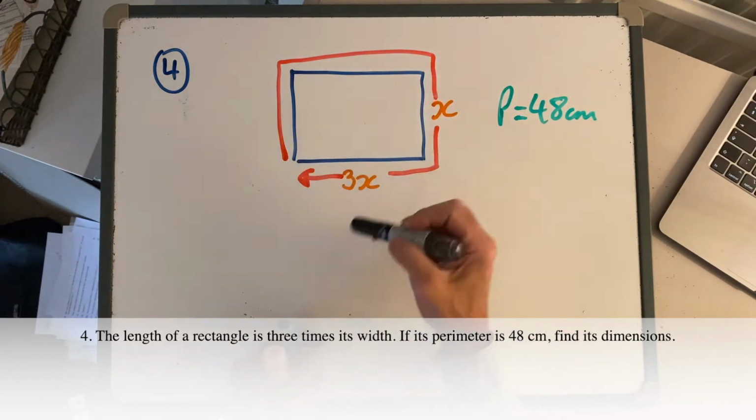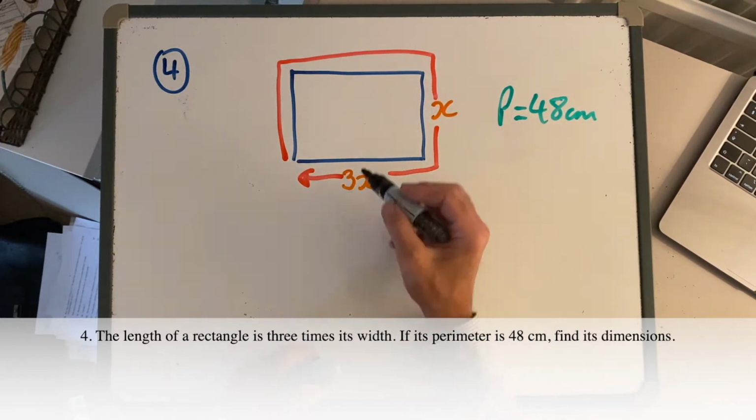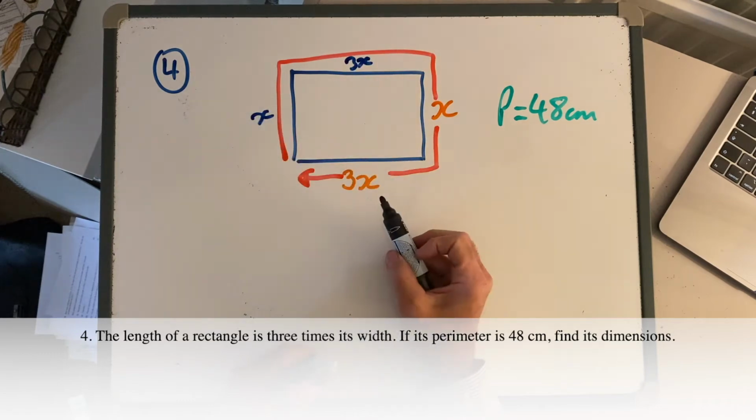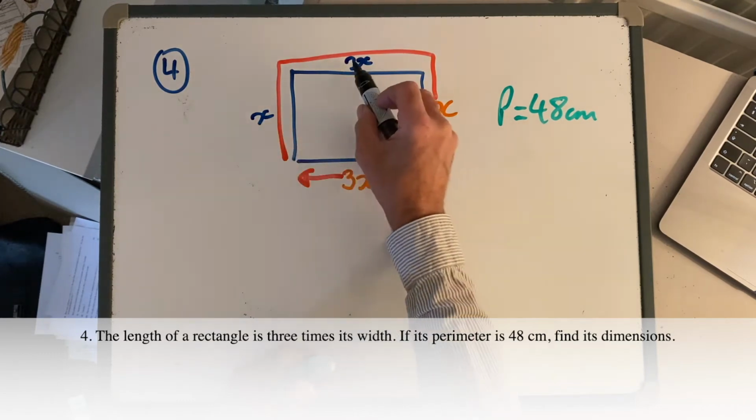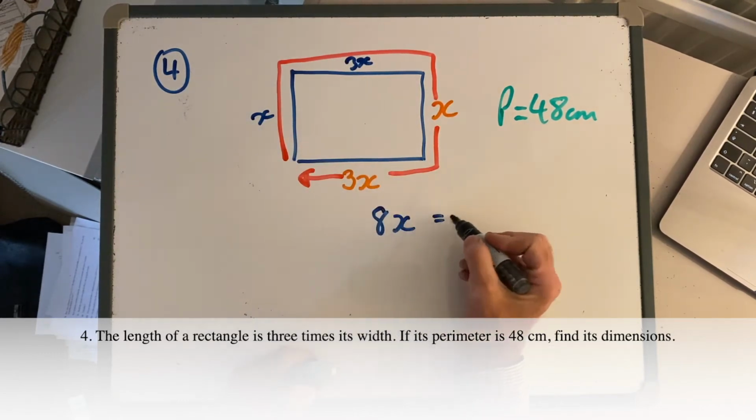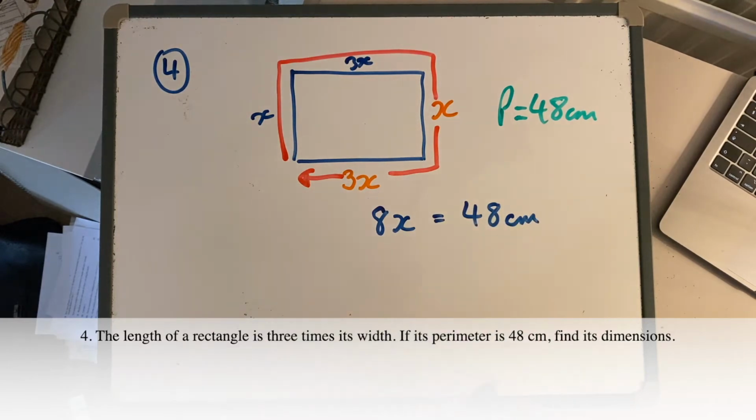First of all, let's work out what that's going to be in terms of x. I've got 3x here, I'll have a 3x above there, x and x. Now count up all the x's. I've got 3, 4, 5, 6, 7, 8. So I've got 8 x's, and that equals 48 centimetres. So you have to simply ask yourself, what do I times 8 by to get to 48? 6.